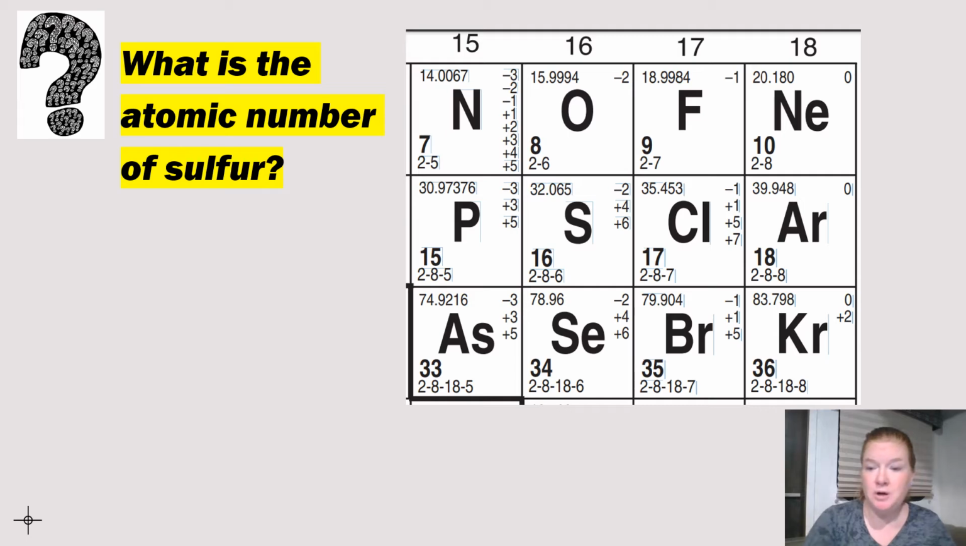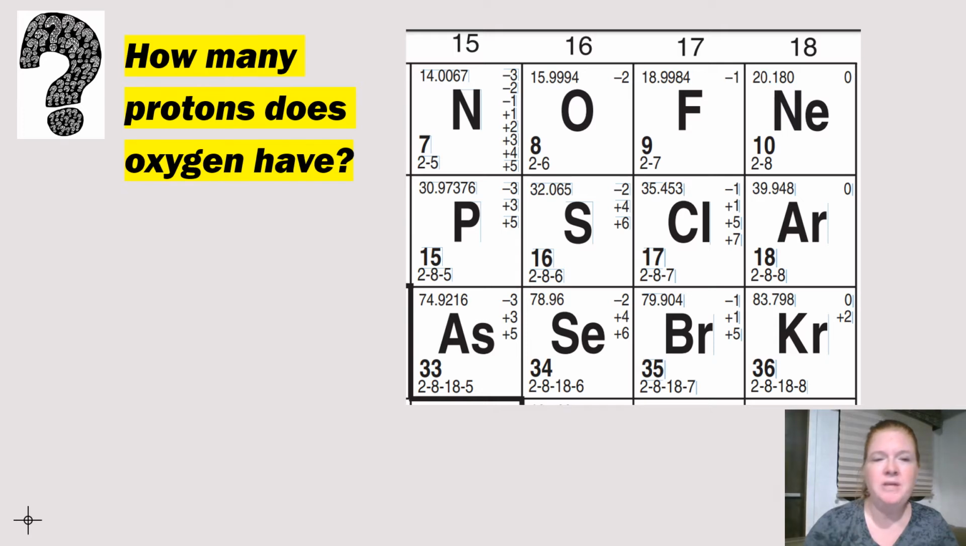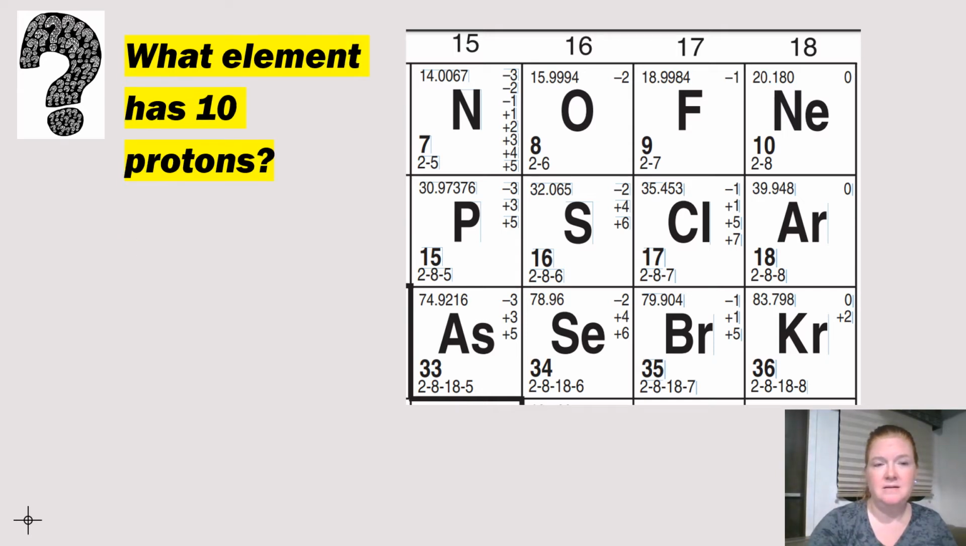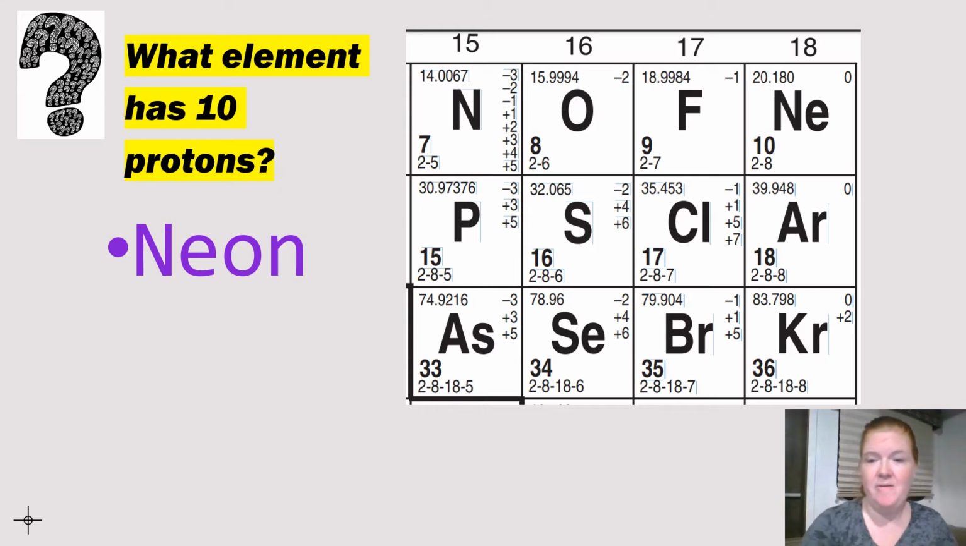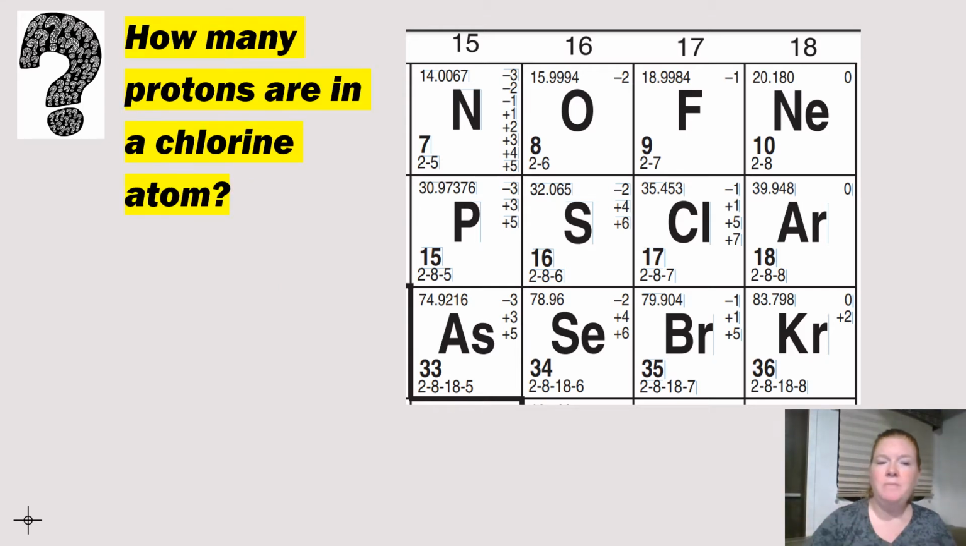What is the atomic number of sulfur? And in case you don't know, sulfur's symbol is S. 16. How many protons does oxygen have? 8. Its atomic number is 8. What element has 10 protons? Neon, Ne. How many protons are in a chlorine atom? 17. 17 is chlorine's atomic number.